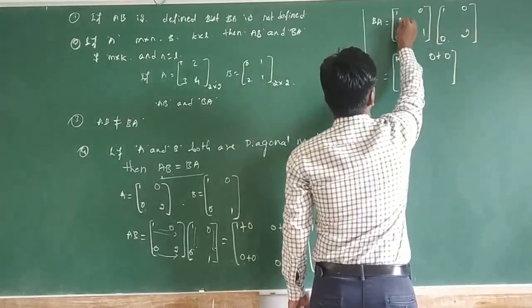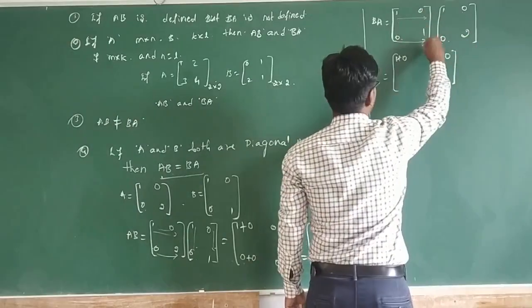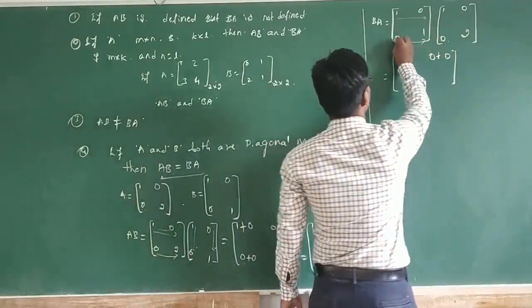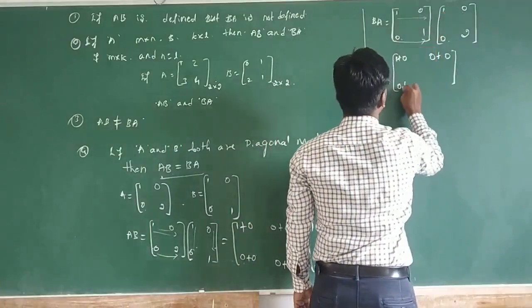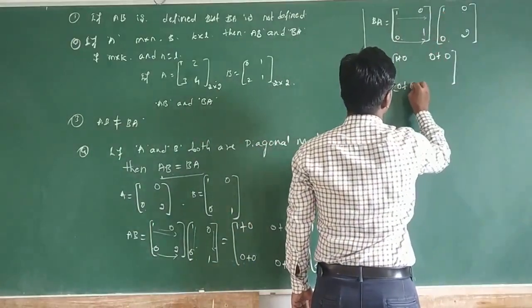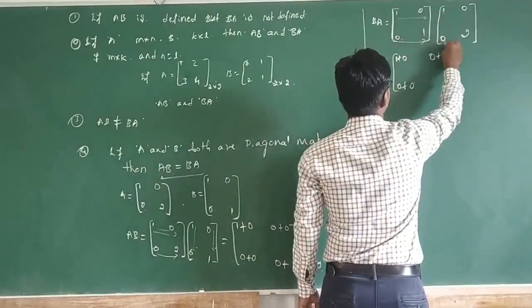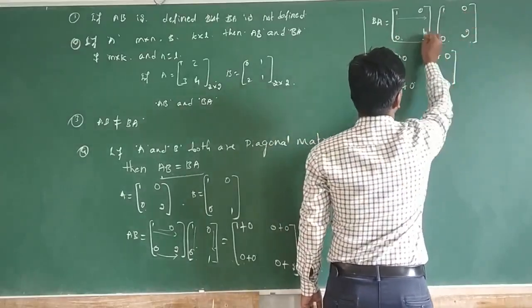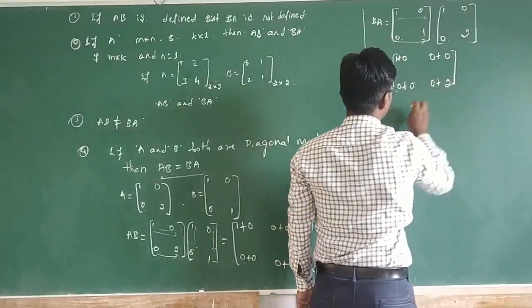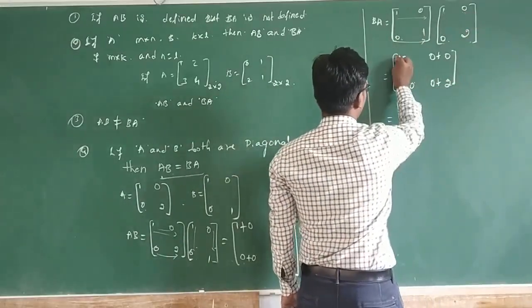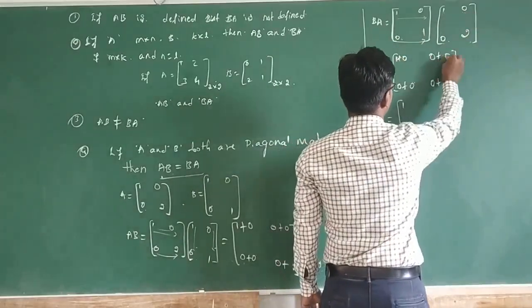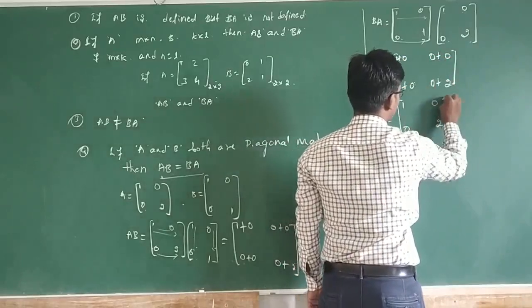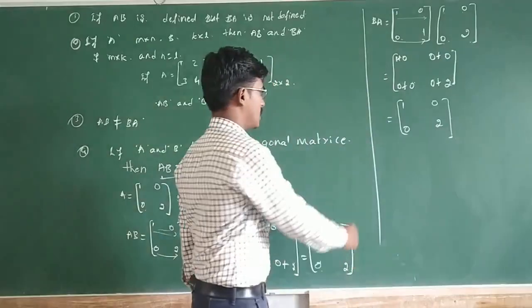Next, first row completed. Next, take the second row. Each column of the next matrix multiply. 0 into 1 is 0 plus 1 into 0 is 0. Next, first column completed. Second column: 0 into 0 is 0 plus 1 into 2 is, so what we get? 1 plus 0 is 1. 0 plus 0 is 0. 0 plus 0 it is 0. 2 plus 0 is, here observe the point. This is what? B.